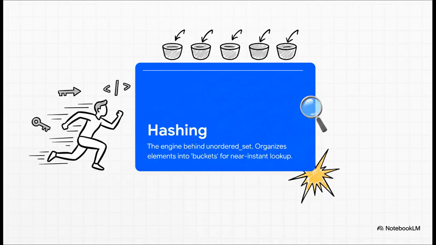The sprinter, std::unordered_set, takes a totally different path. It uses hashing. It takes your element, runs it through a function to get a special number, a hash, and then uses that number to drop the element into a specific bucket. It's like having this magical filing system where you know exactly which drawer to open without ever having to search. The result? Absolutely blazing fast lookups.